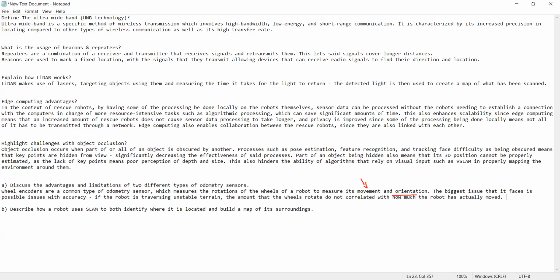So one of the advantages of the wheel encoder is that it is inexpensive. It has a low power consumption. It has a higher resolution. But it can accumulate errors over time because of slippage, or if it is moving on a non-flat surface, like you mentioned. So it's okay. It's good.